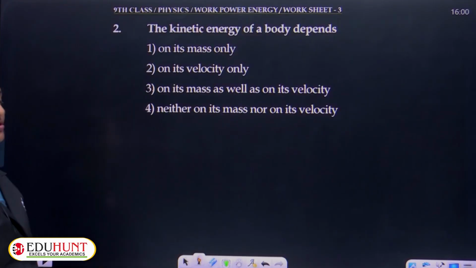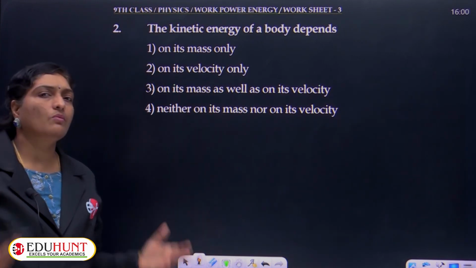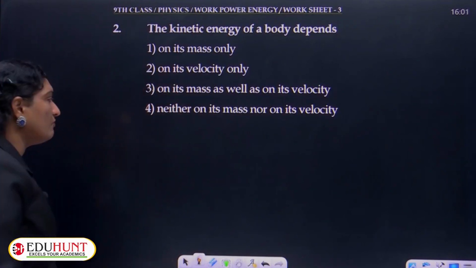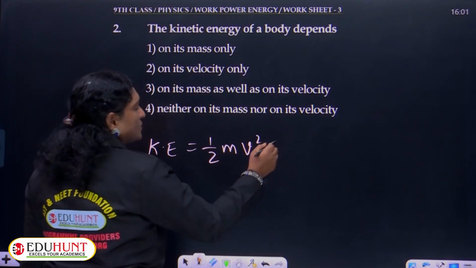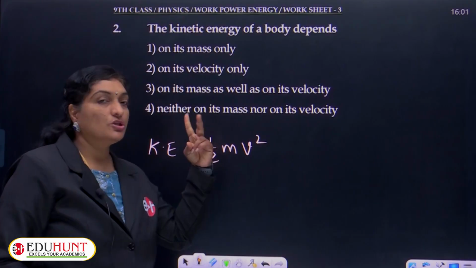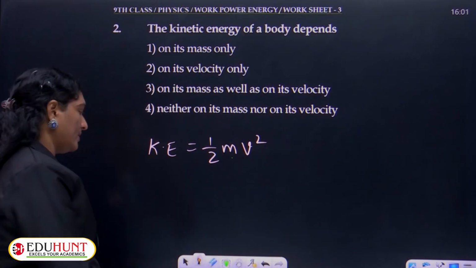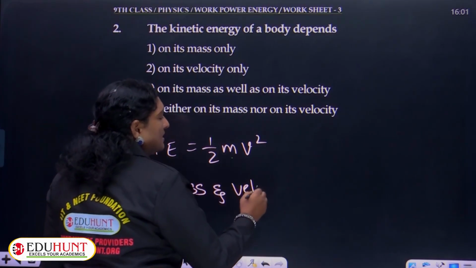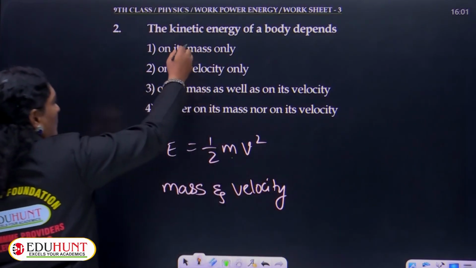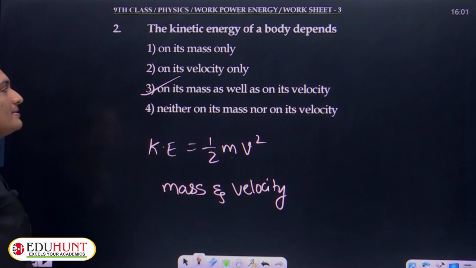So now moving to the next question, second one, the kinetic energy of a body depends on. So what factors does the kinetic energy depend on, children? The formula for kinetic energy is half mv square. So the kinetic energy of a body depends on two factors. One is mass of the body and the other is velocity of the body. So where is the correct answer? Only mass, only velocity, mass as well as velocity. Yes, sir. So it depends on both the mass as well as velocity of the body.